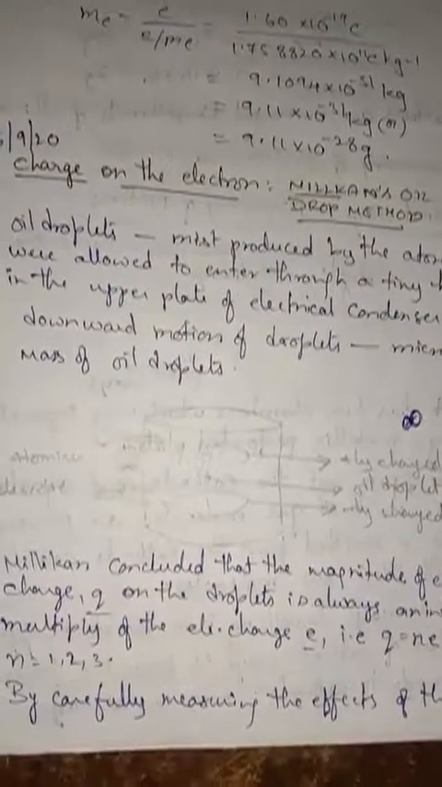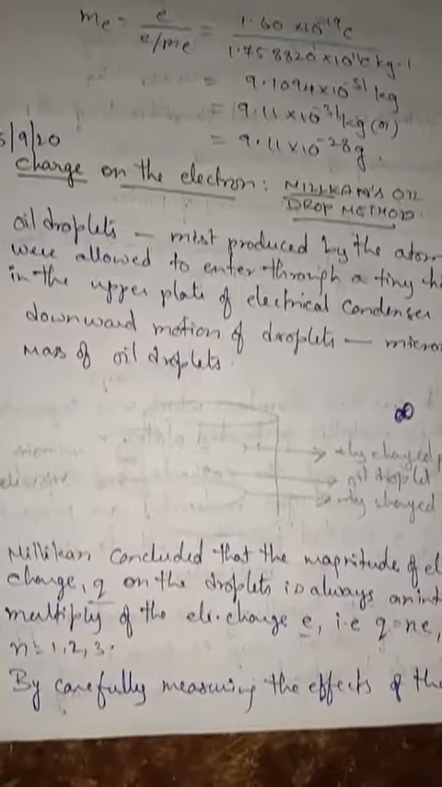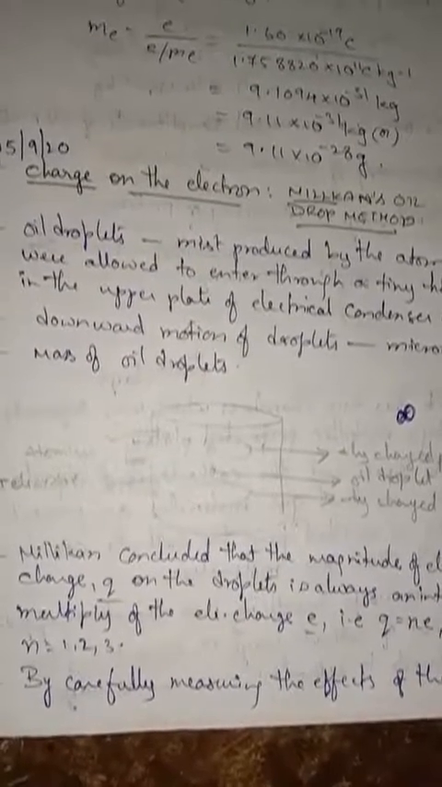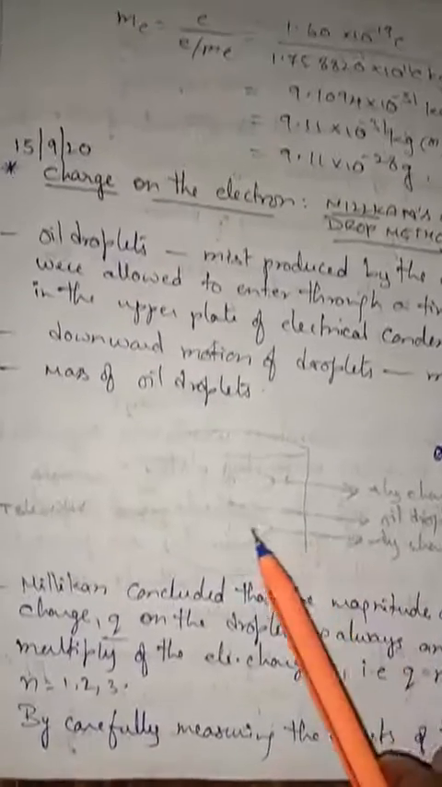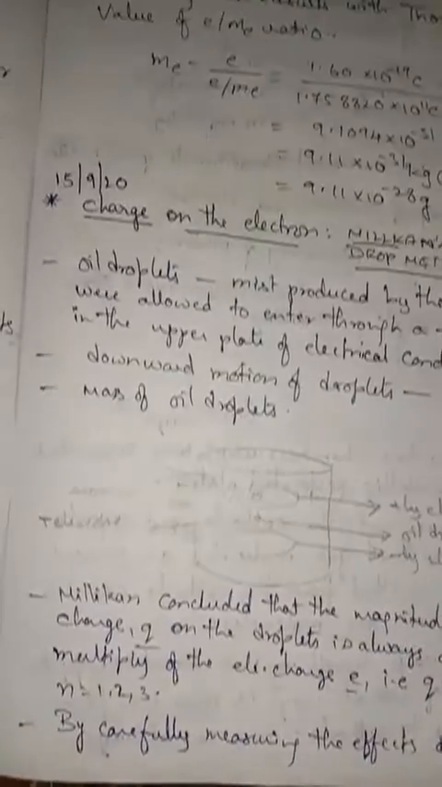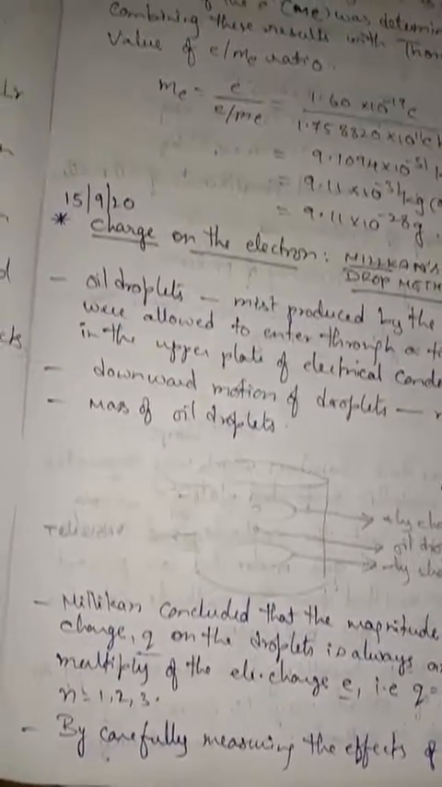The fall of these charged oil droplets can be retarded, accelerated, or made stationary, depending upon the charge on the droplets and the polarity and the strength of the voltage applied to the plates. Here we are applying some electrical energy. Based on that, we are able to calculate their electrical charge. Understand how much mass it has.